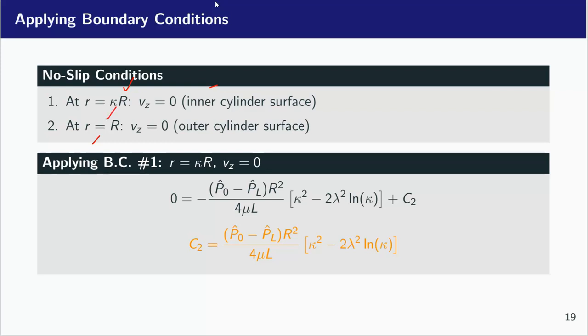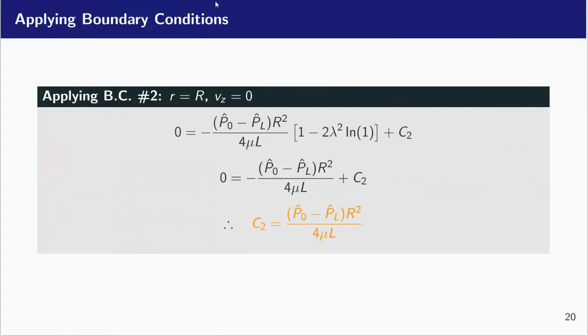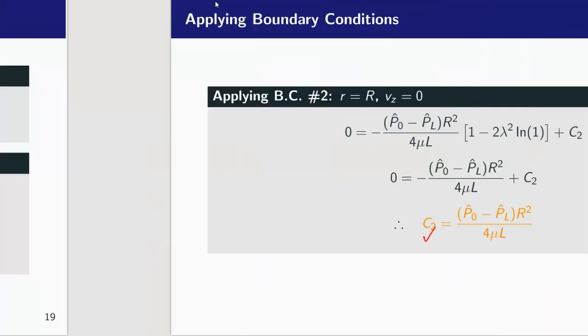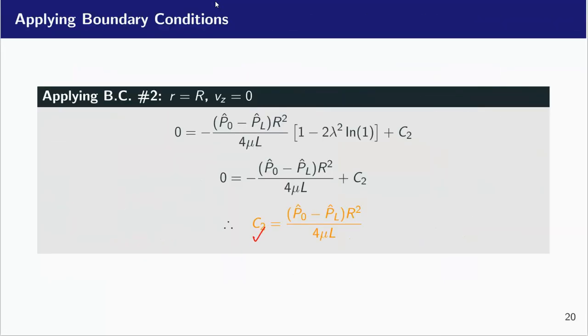So the outer cylinder surface. Now from boundary condition 1, if I plug in r is equal to kR, vz is equal to 0. So we'll get C2. C2 will be (p0 cap minus pL cap) capital R square by 4 mu L, and then k square minus 2 lambda square ln k. Another is boundary condition 2, r is equal to capital R, vz is equal to 0. So from here we'll get C2: C2 is (p0 cap minus pL cap) R square by 4 mu L. So we'll get those two equations, meaning C2 is equal to one form, and here also another form.